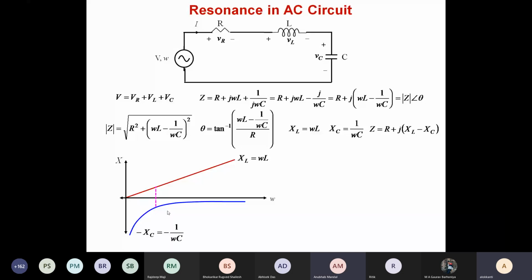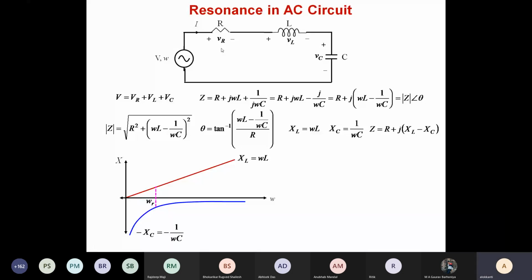The inductive reactance cancels the capacitive reactance, and this frequency is known as the resonant frequency, omega r. So at a particular frequency, both the inductive reactance and the capacitive reactance cancel each other. So if the supply frequency is omega r, the circuit becomes purely resistive.